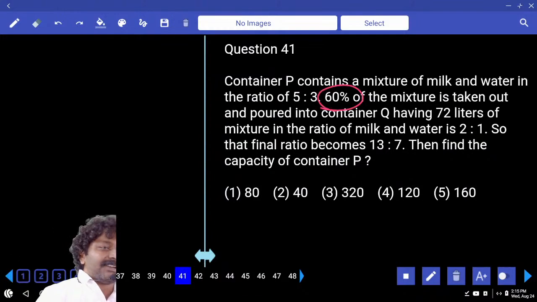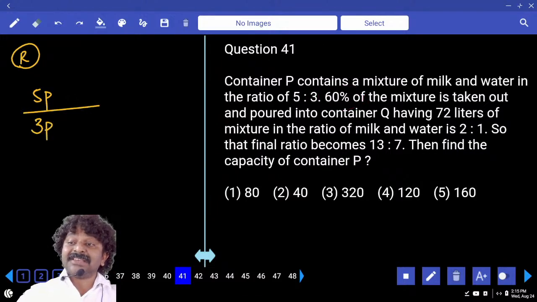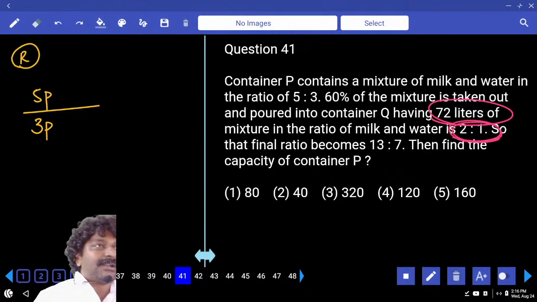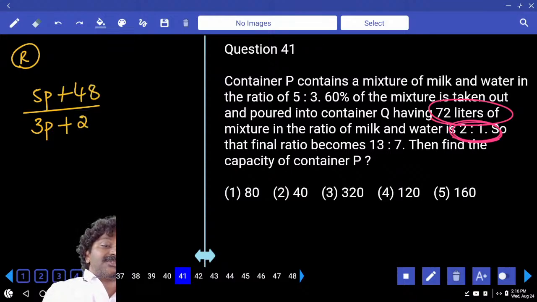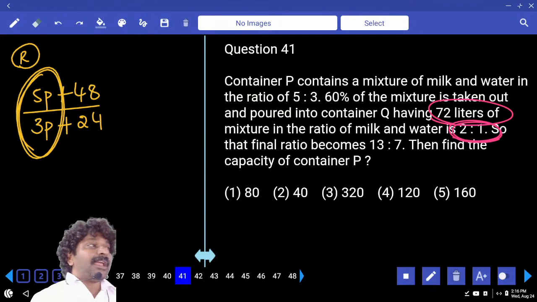This added 60%, I am talking about only that quantity now. That 60% also will have milk and water in the ratio 5:3 only. So milk is 5 parts, water is 3 parts, correct? This much quantity is added to 72 liters, in which milk and water are in the ratio 2:1. How many parts? 3 parts. Each part is 24. Milk 2 parts, that is 48. Water 1 part, that is 24, correct? Now 5 parts and 3 parts is the quantity which was added from P, and 48 and 24 are the quantities that are already there in Q.